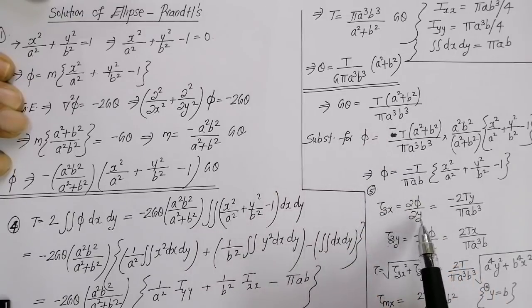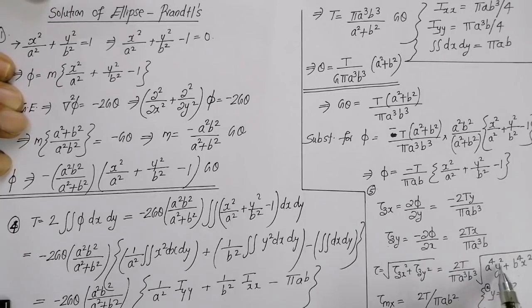So tau zx is dou phi by dou y and tau zy is minus dou phi by dou x. You will get the values, and tau is equal to root of tau zx square plus tau zy square, which is equal to this equation. Now sometimes you will be asked what is tau max. So as I have explained earlier, tau max for an ellipse is at y is equal to y max is equal to b.